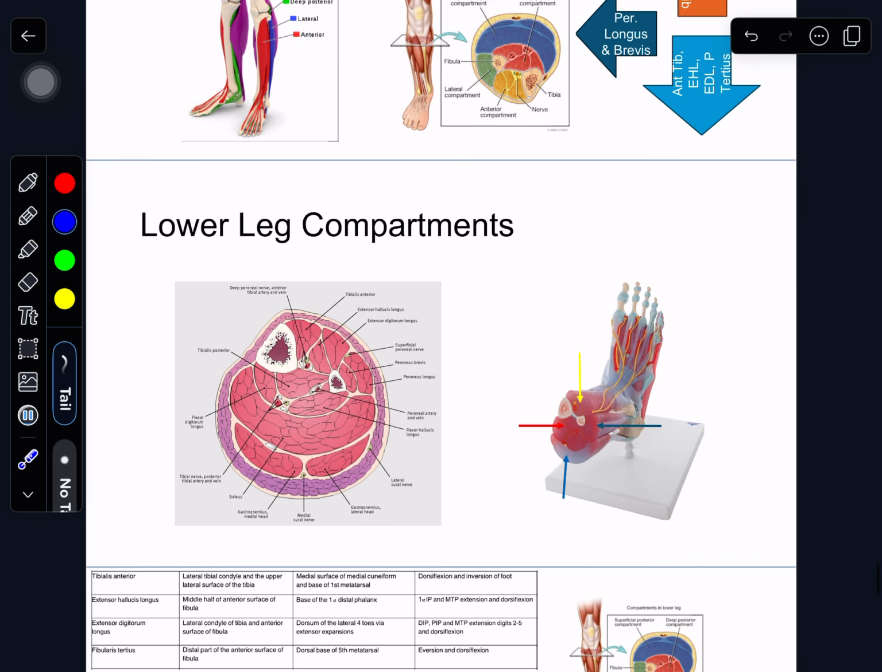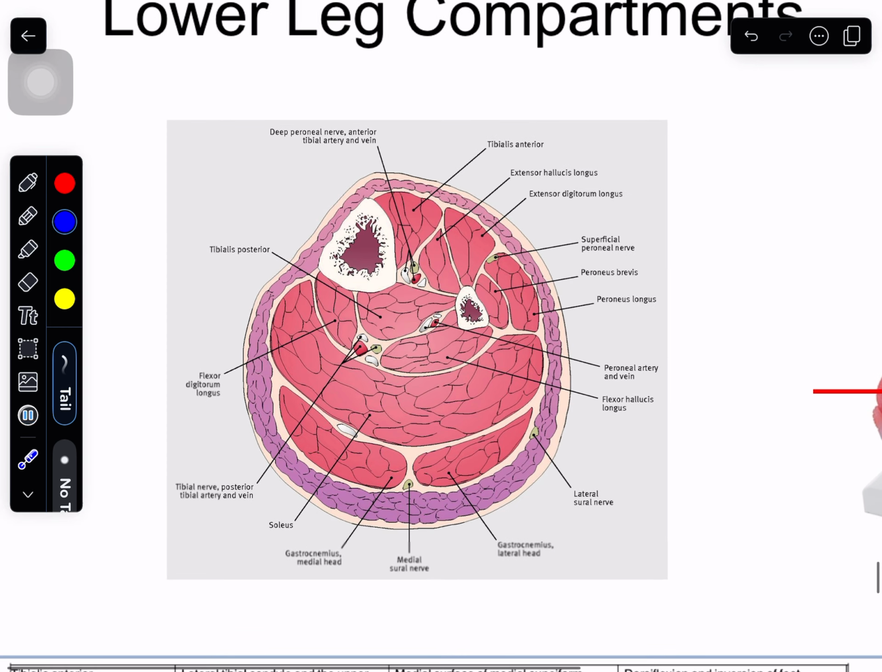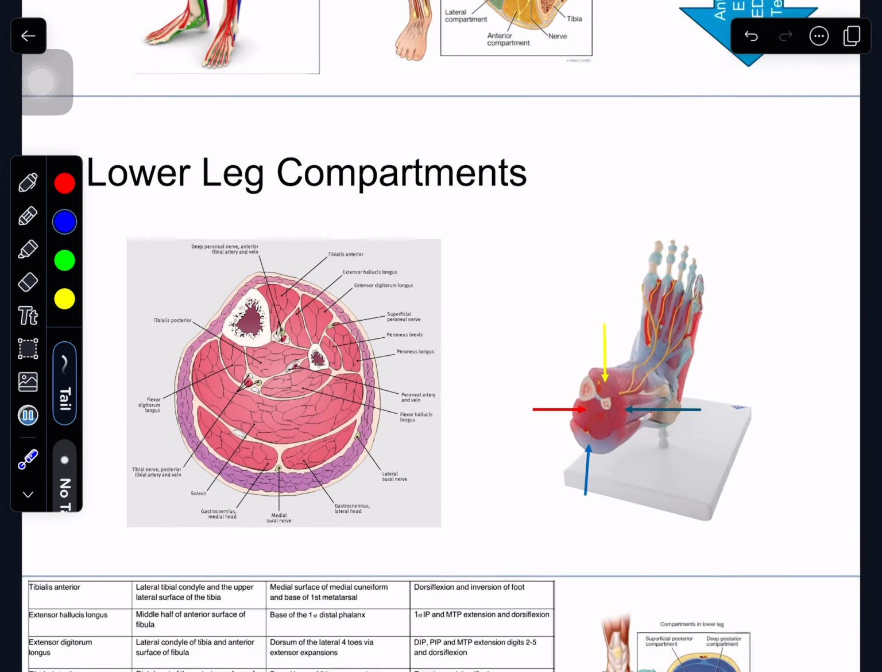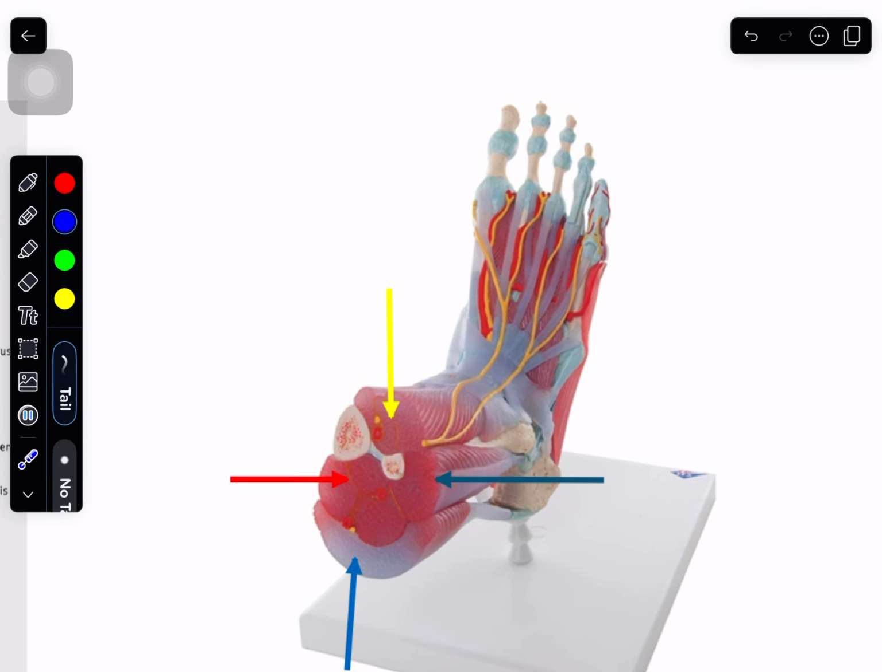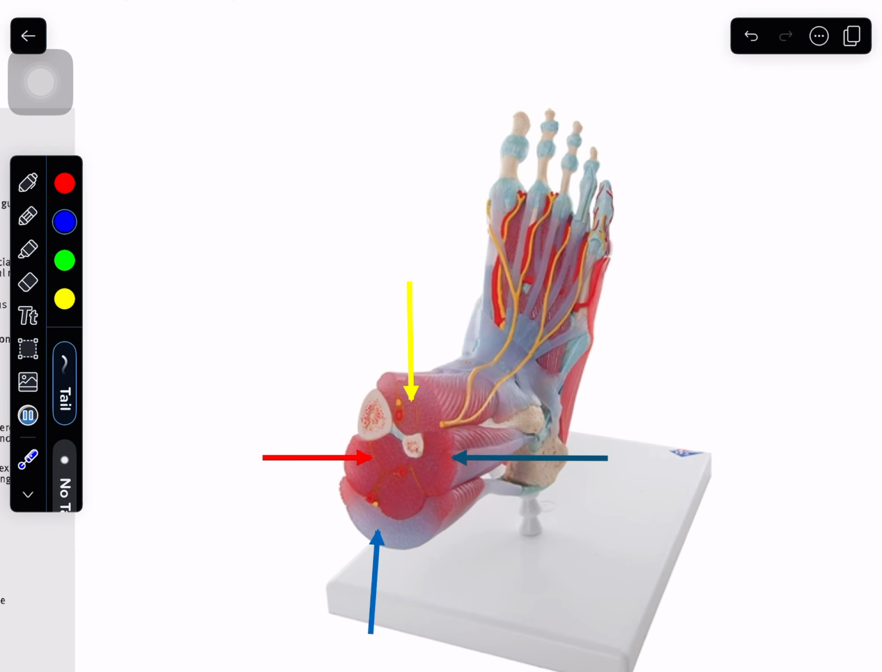But one more time down here, I just want to show you guys the cross-sectional view because it's really important, because again, it's going to give us a good understanding of the different layers, right? This gives us an understanding of the superficial versus the deep layers of the different compartments. And also, if we look at the image on the right, we can find this on one of our models in the lab. Actually, we have two of these ankle models. So make sure when you're in the lab, you're familiarizing yourself with these.